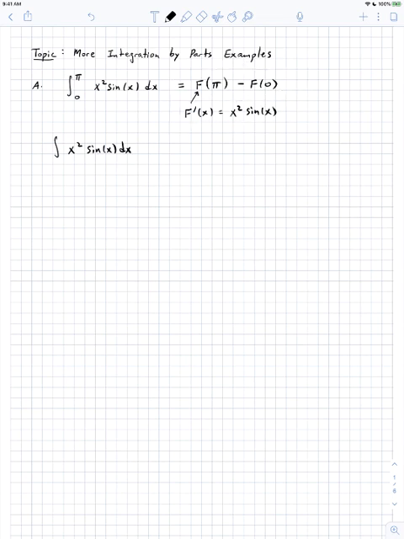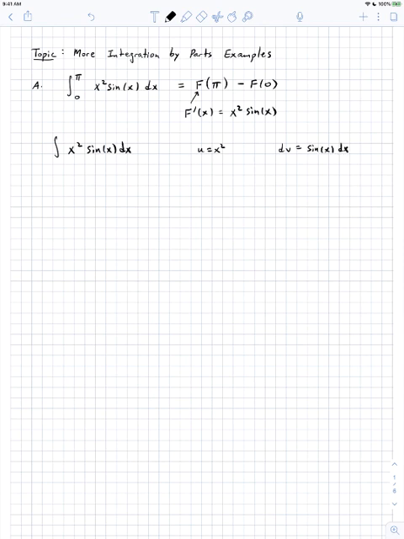So that's what we'll do. We're going to ignore the 0 to pi for right now, but we're going to have to go back to that. So how do you do this? Well, this is a polynomial, x squared, times a trigonometric function. So in a case like this, you usually want to let u be equal to x squared, the polynomial, and dv be the trigonometric function.